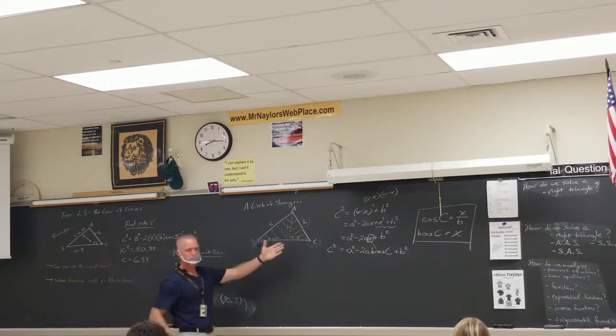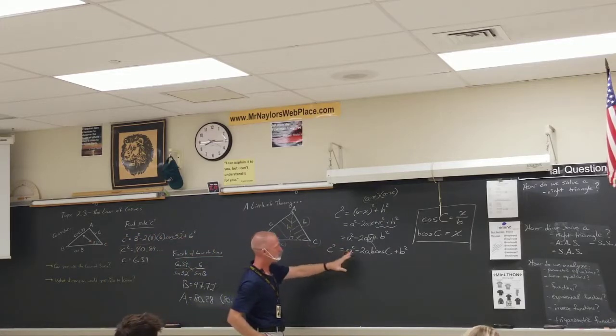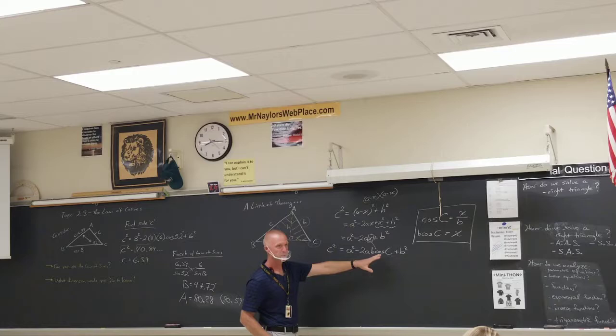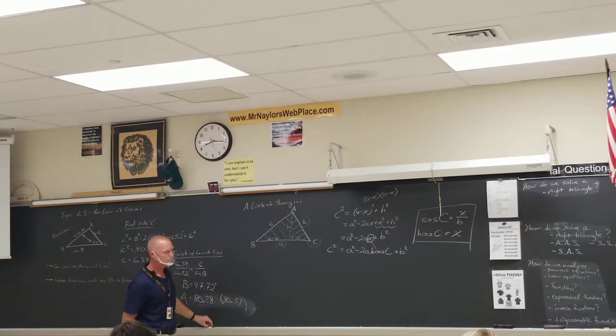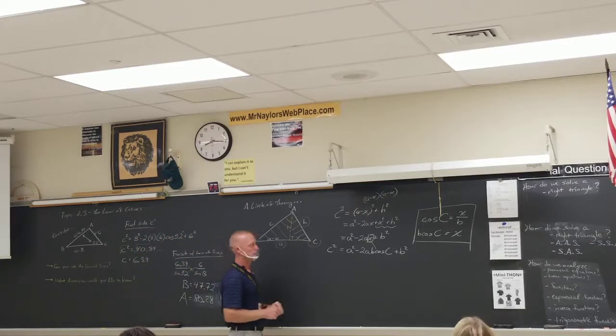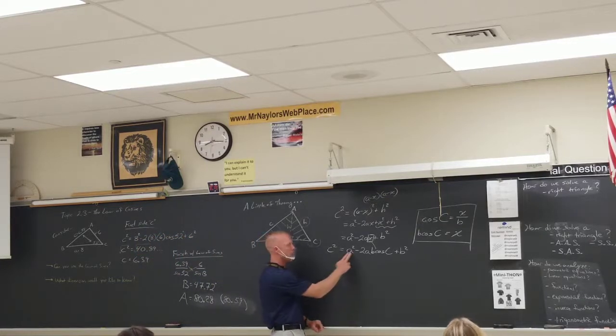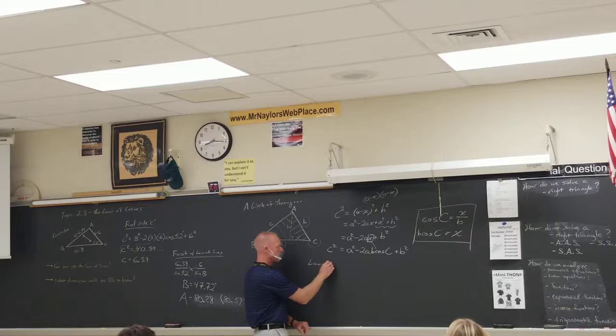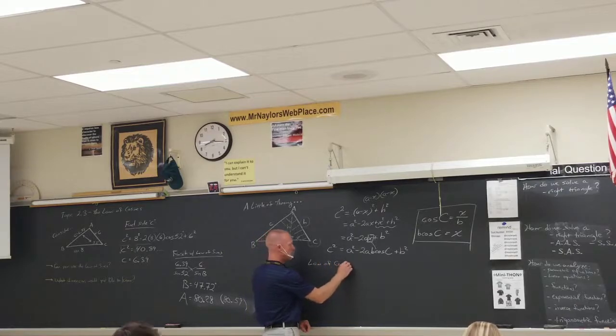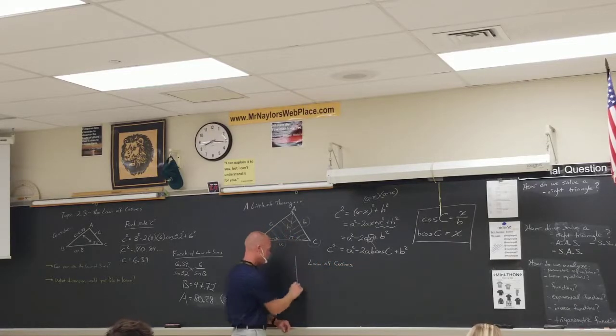This thing over here, this c squared equals a squared minus 2ab cosine c plus b squared, is called the law of cosines. It actually typically gets organized just one step differently, in that we will take the squares, the a squared and the b squared, and we'll put them together. Let me show you, and you might want to make yourself a little bit of a box here.